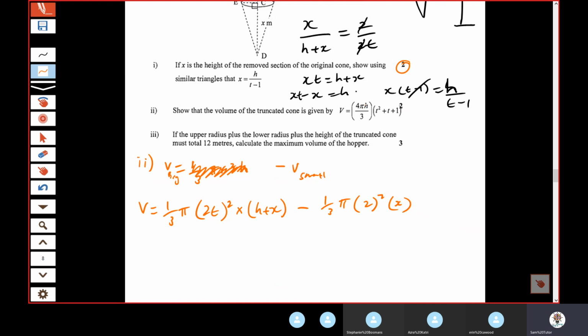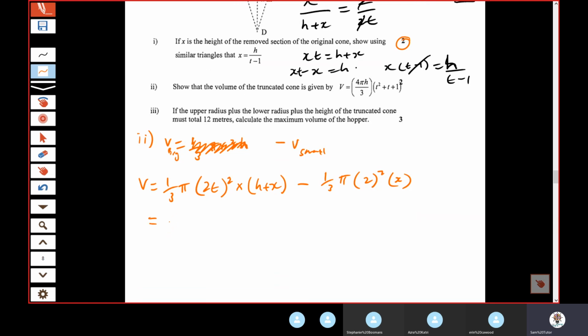You can see that in this question, it has an h, and it's got t's, it doesn't have x's, so obviously my x's are meant to change for h on t minus 1. So equals, do it slowly, 1/3 pi 4t squared, let's leave this h plus x for now, minus, this is 4/3 pi x. Just double check that, make sure you agree. Any questions? Steph? No? L? You sure?